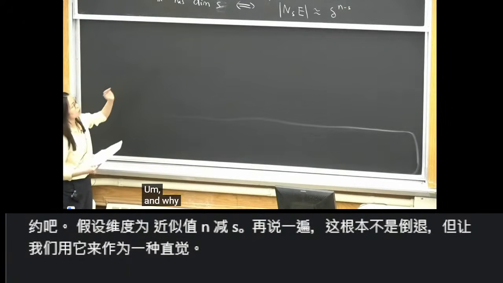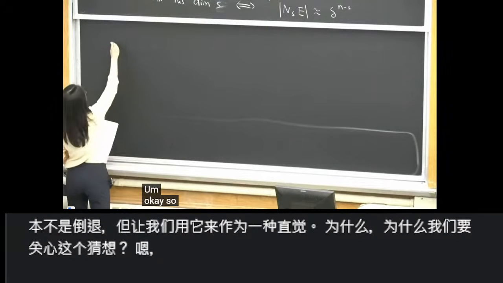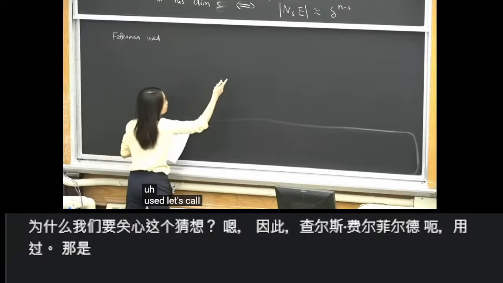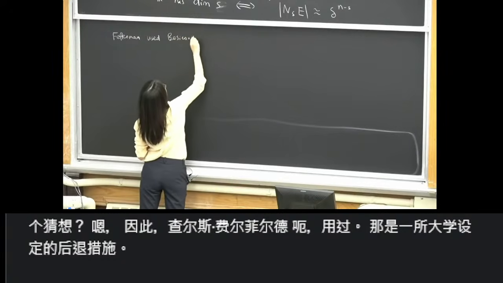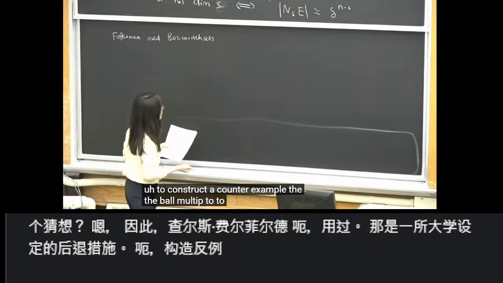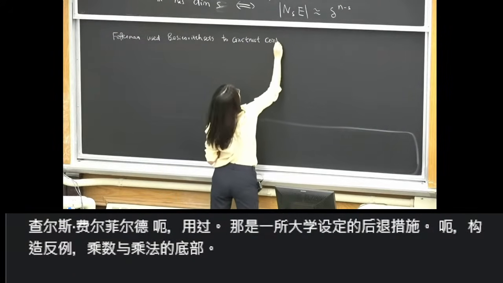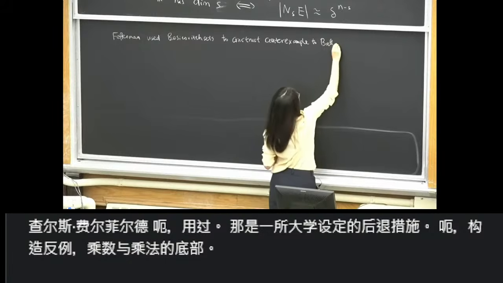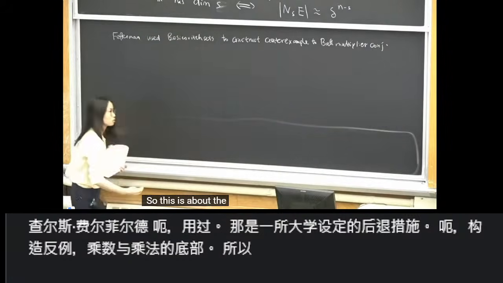Again, this is not rigorous at all, but let's use this to serve as an intuition. And why do we care about this conjecture? So Charles Fefferman used the Kakeya set of zero Lebesgue measure to construct a counterexample to the ball multiplier conjecture. So this is about the convergence of Fourier transform.